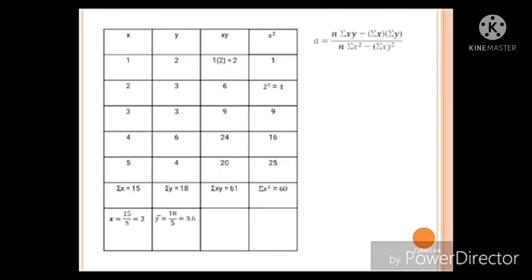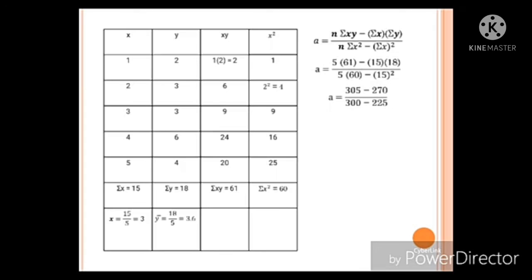Next is to solve for a. In order to do that, we must first replace all the symbols in the formula based on the table. It will now become a equals 5 times 61 minus 15 times 18 over 5 times 60 minus 15 raised to 2.